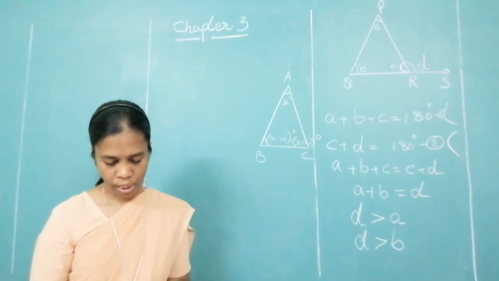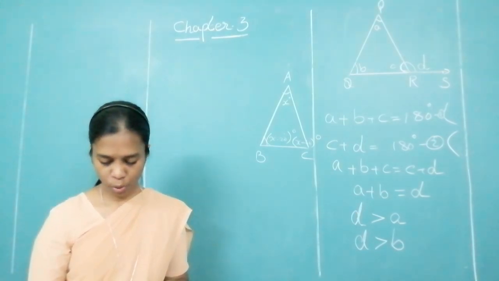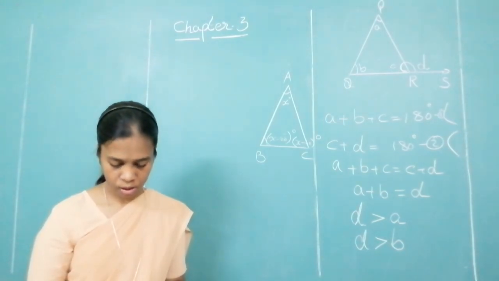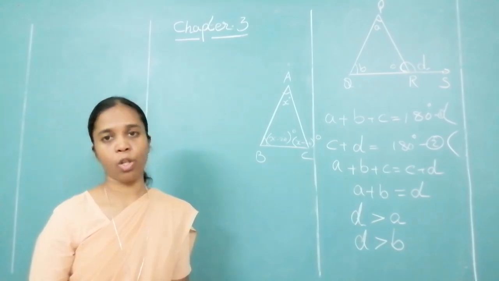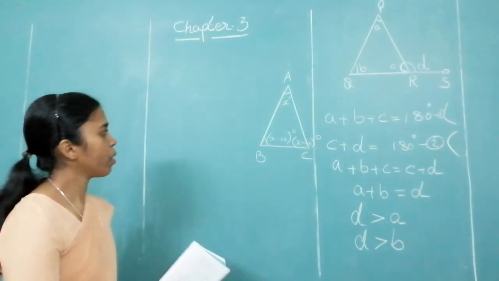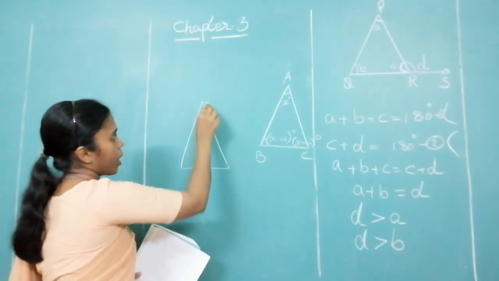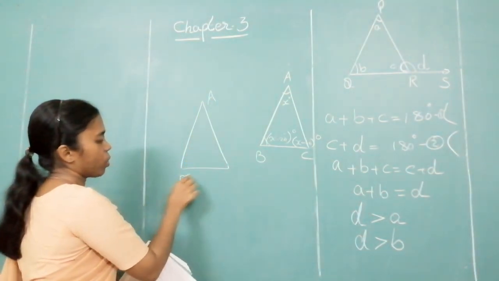Question number 4. The measure of one of the angles of a triangle is twice the measure of its smallest angle and the measure of the other is thrice the measure of the smallest. You again have a triangle. The measures are not given to you. Again, you name it, whatever names you want.